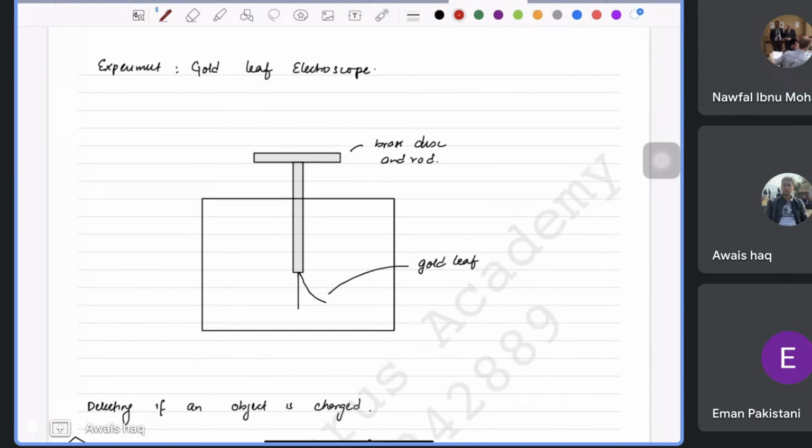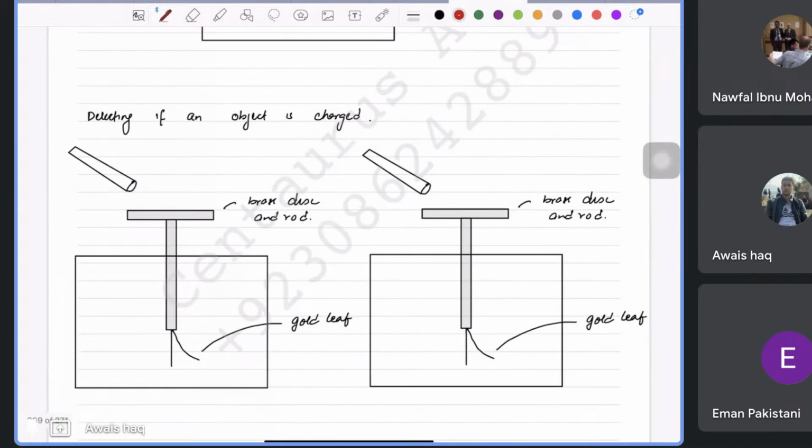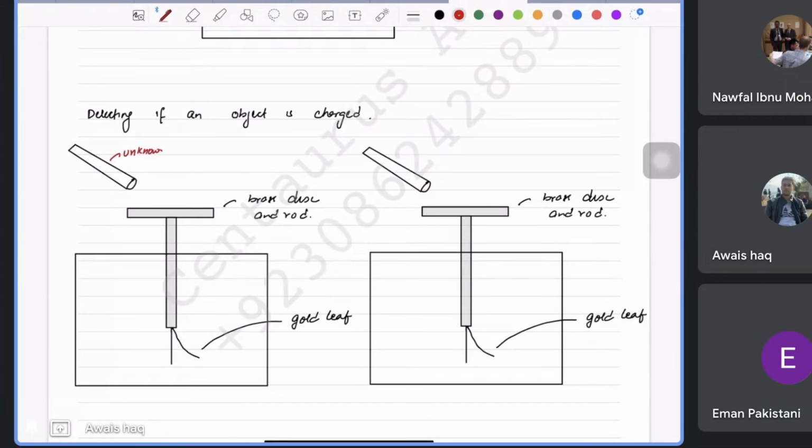And now we're gonna go to the gold leaf experiment. So in the gold leaf experiment, there's a brass disc and rod, and then we have a gold leaf. What happens is that when you bring a charged rod close to it, it can identify charge. For example, there's an unknown object. We don't know whether it's charged or not charged. So when you bring it close, suppose this was positively charged, we didn't know that. The electrons from the end will travel upwards and gather on this side. When the electrons gather on this side, relatively the other end becomes positive.